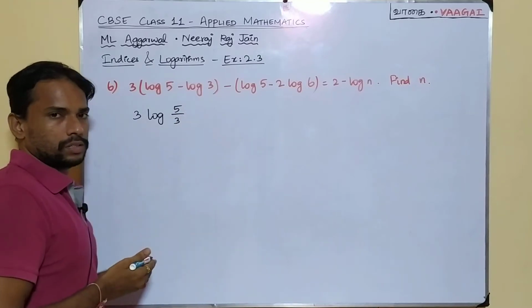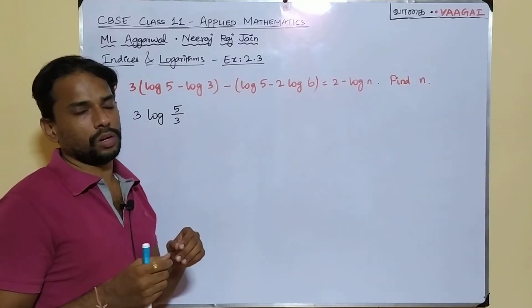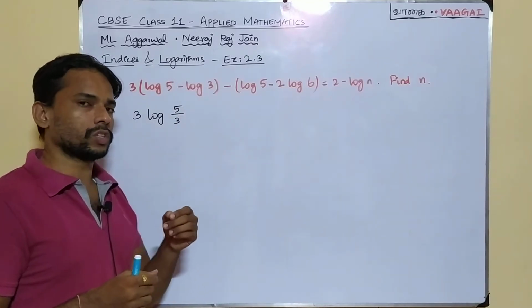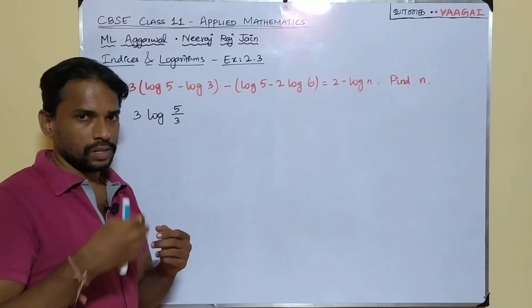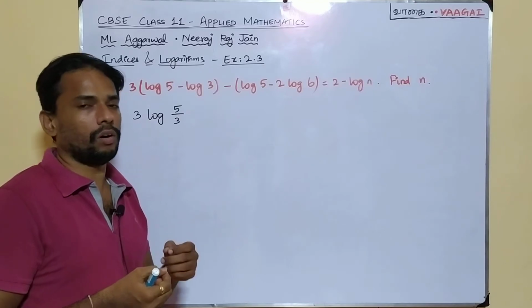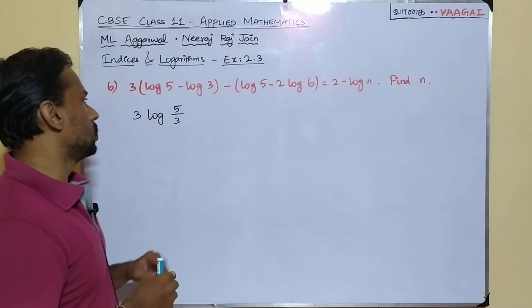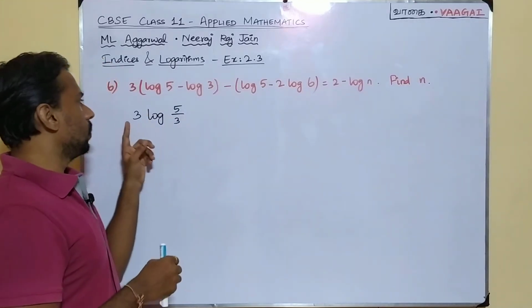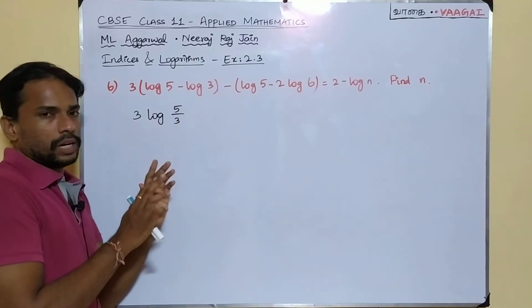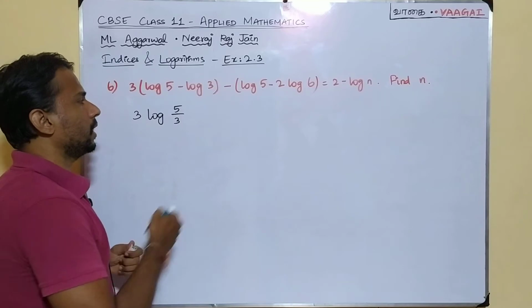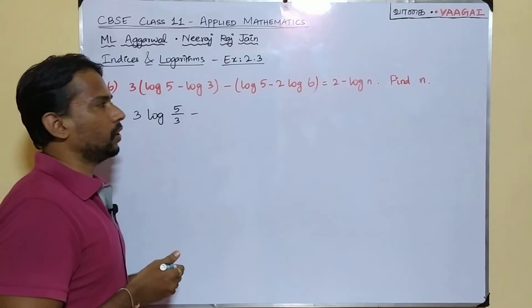I hope you can understand this, because quotient law says what? Log of the first value minus log of the second value will be equal to log of, we have to divide it, right? That is why it is named the quotient law or the second law. So according to the second law, we will have 3 times of log of 5 by 3. I am just placing this 3 outside as of now. We'll continue now.